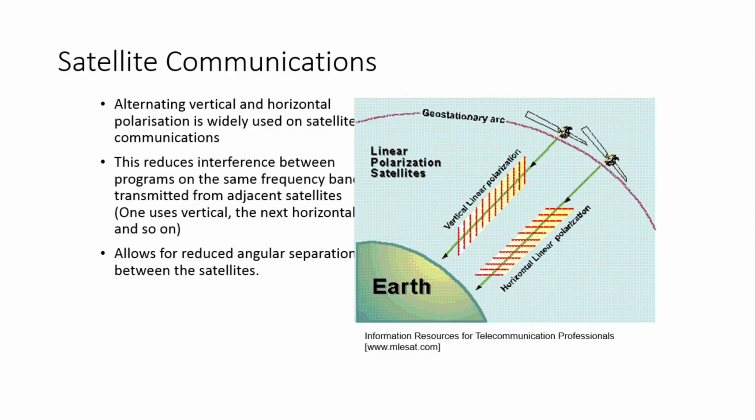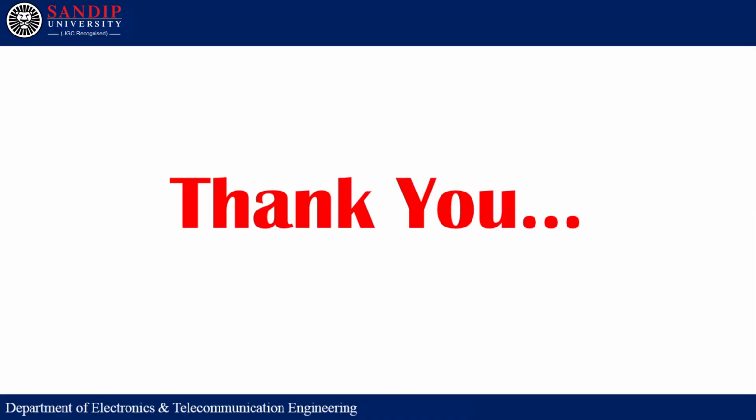Satellite communication: alternate vertical and horizontal polarization is widely used. This reduces the interference between programs on the same frequency band transmitted from adjacent satellites and allows for reduced angular separation between the satellites. If you observe the diagram, it will be clear to you: above the Earth is the geostationary satellite arc, in which the satellites are communicating with the Earth's surface.